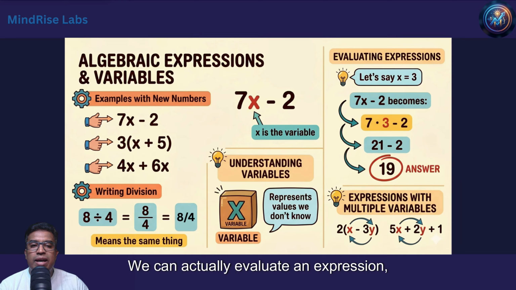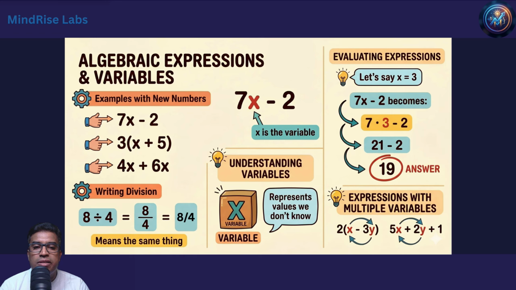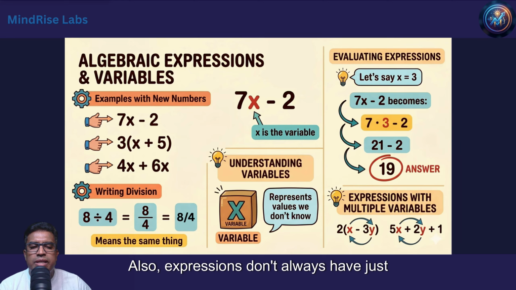Now here is where it gets interesting. We can actually evaluate an expression, which means finding its value when we know what the variable is. Let's say x is equal to 3. Then let's solve this together. Then 7x minus 2 becomes 7 times 3 minus 2, which is 21 minus 2. So the answer is 19. I'm sure you're getting it. Pretty simple, right?